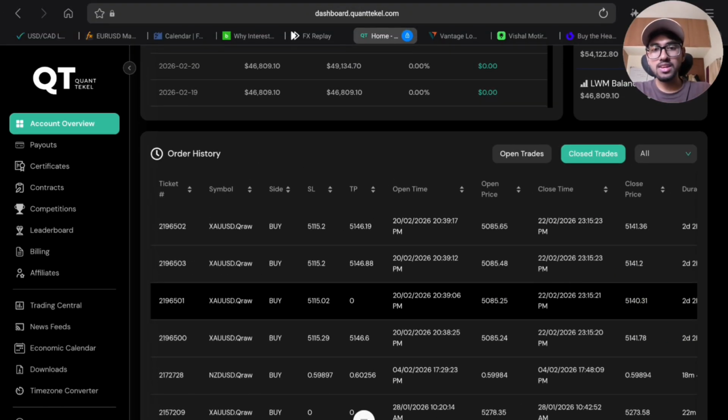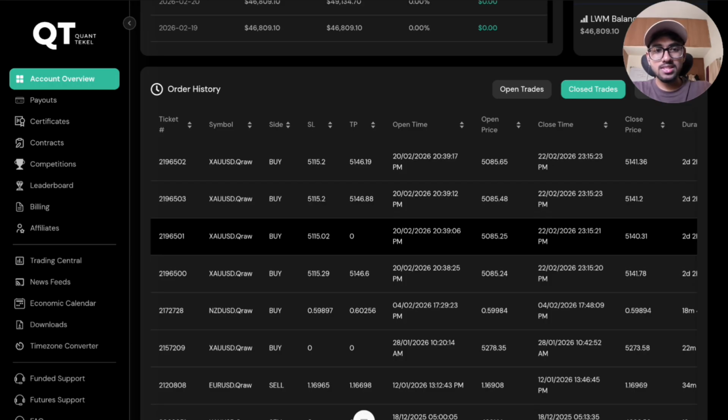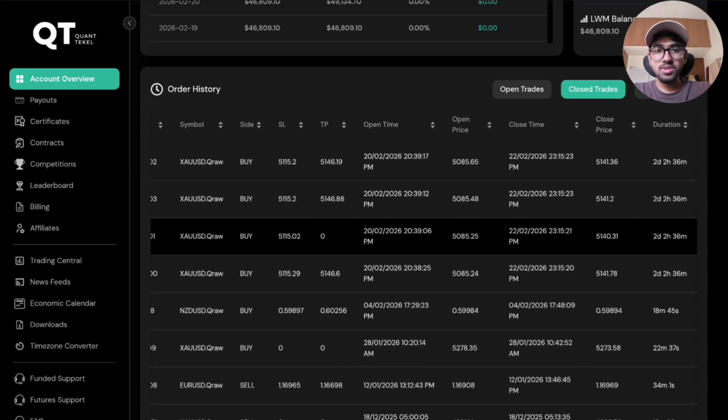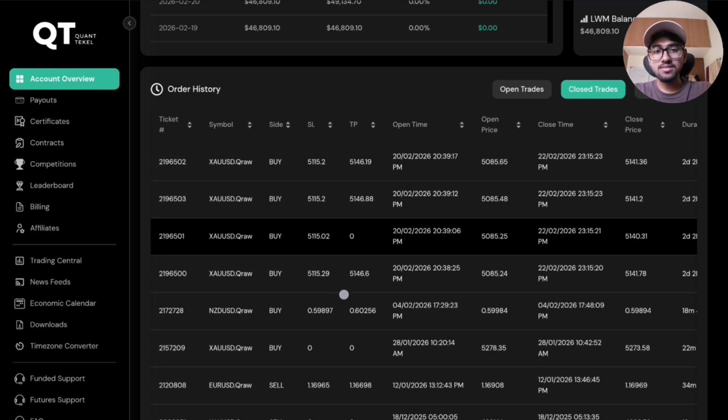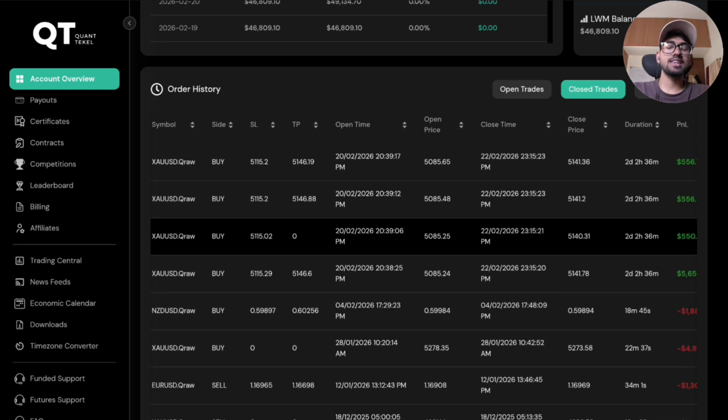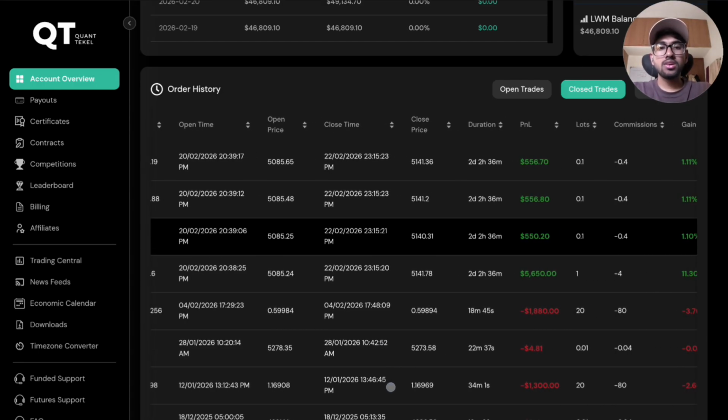So you can see the proof. This is my open price of 5085 and my TP was set to 5146. 5085 was my open price. This SL was my trailing SL, but my original SL was 5075, basically a 100 pip SL. And my closing price was 5141.